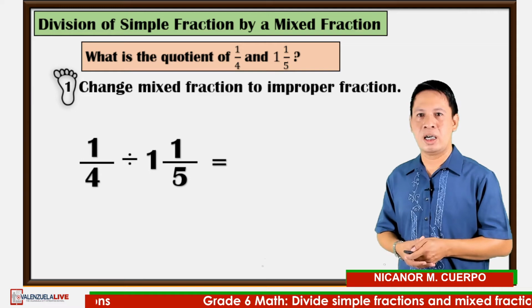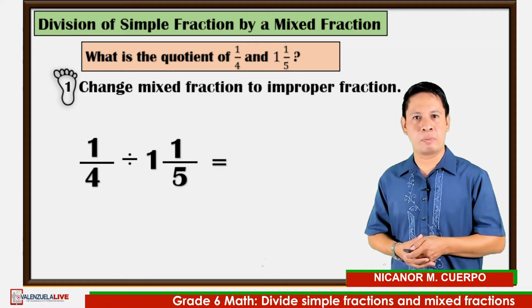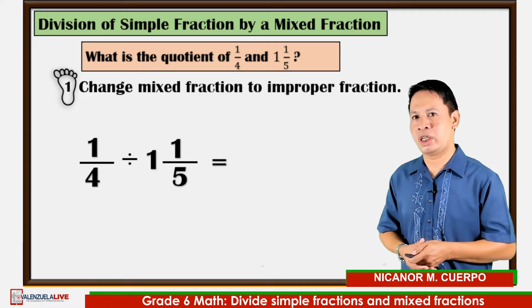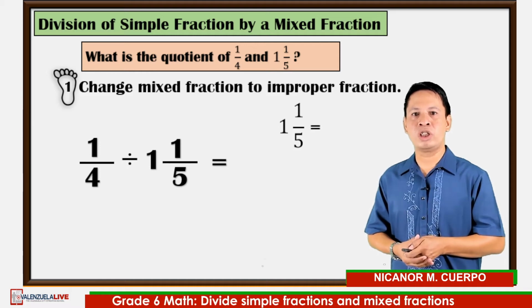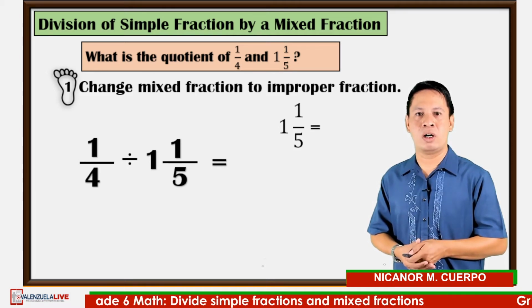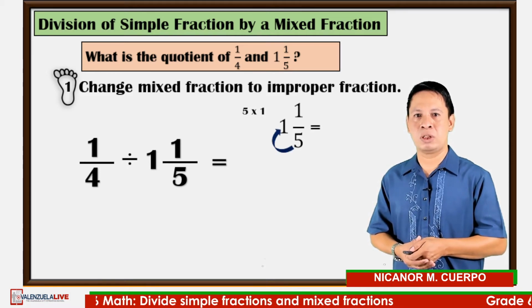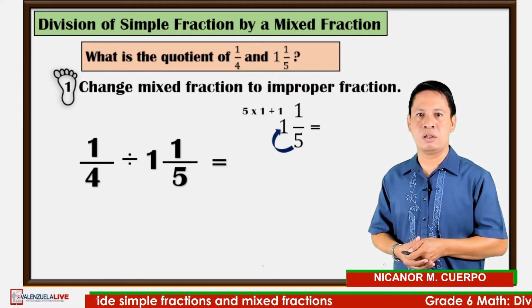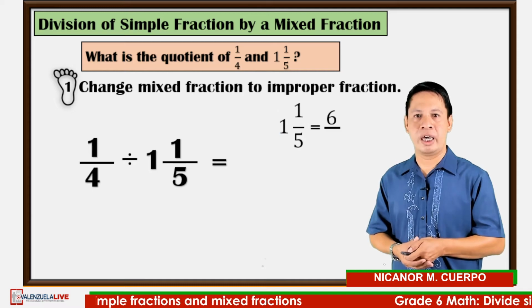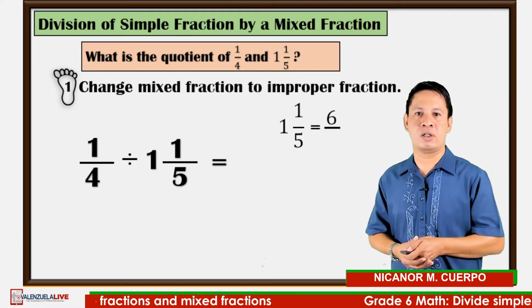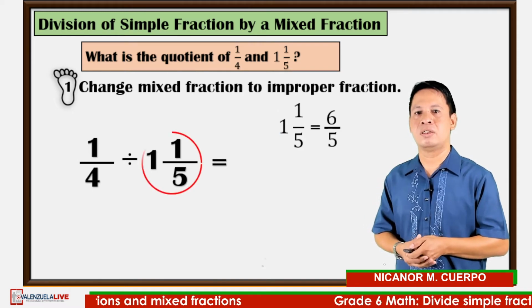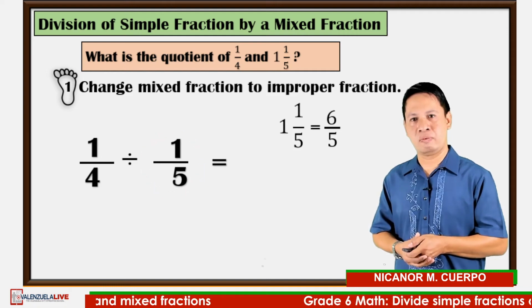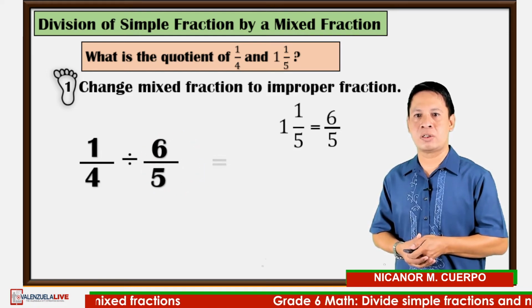Step 1, change mixed fraction to improper fraction. So how are you going to change it? Multiply the denominator to the whole number, 5 times 1, then add the numerator. So 5 plus 1 will give you 6. Then copy the denominator, which is 5. So 1 and 1/5 will become 6 over 5.